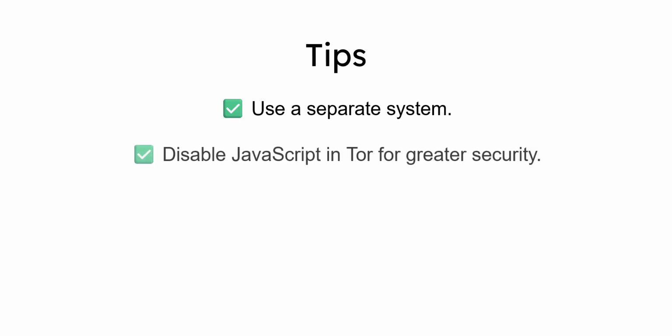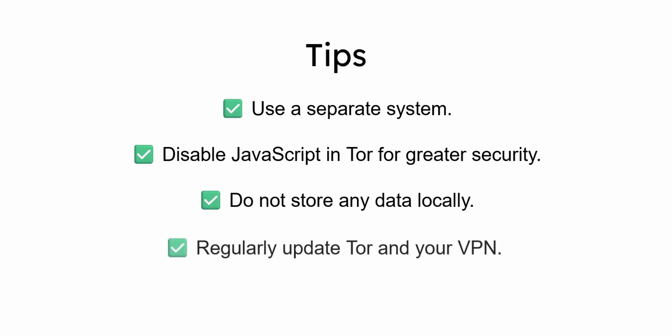Some additional advice: use a separate system, a nulled machine, a secondary PC. Or better yet, use a specialized distribution like Tails or Whonix. Disable JavaScript in Tor for more security, but some sites will no longer work. Do not store any data locally. And regularly update Tor and your VPN.